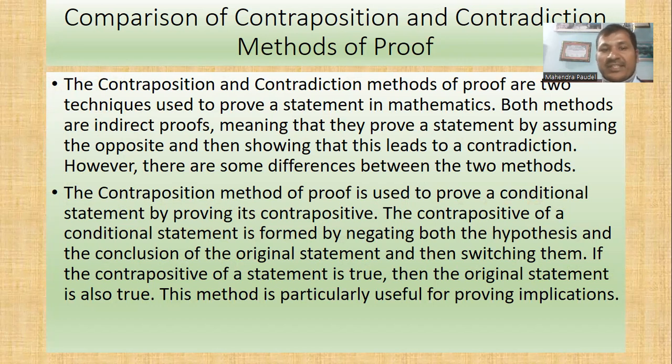The contraposition method of proof is used to prove a conditional statement by proving its contrapositive. The contrapositive of a conditional statement is formed by negating both the hypothesis and the conclusion of the original statement and then switching them. If the contrapositive of a statement is true, then the original statement is also true. This method is particularly useful for proving implications.